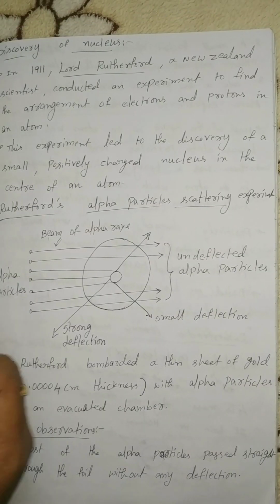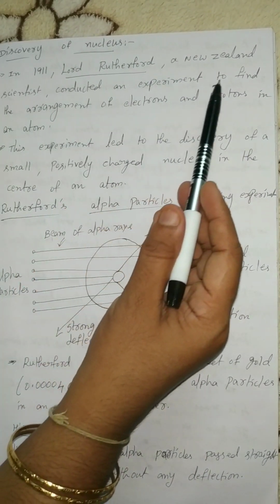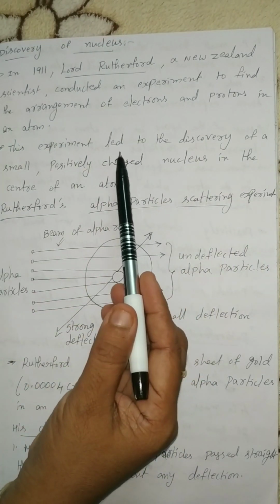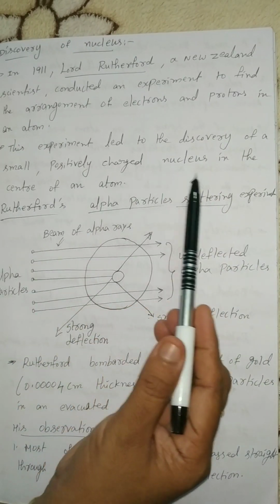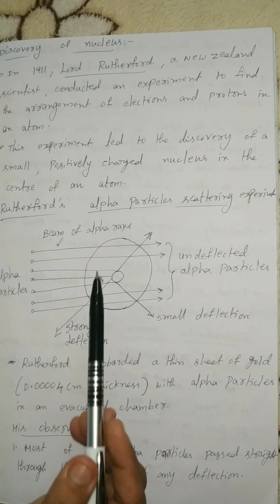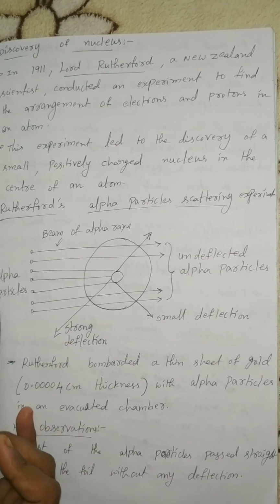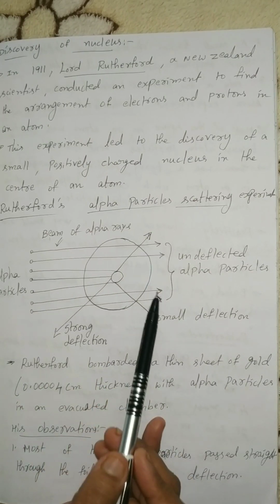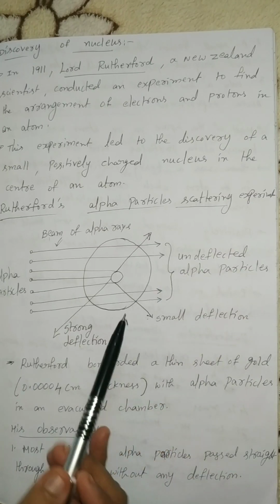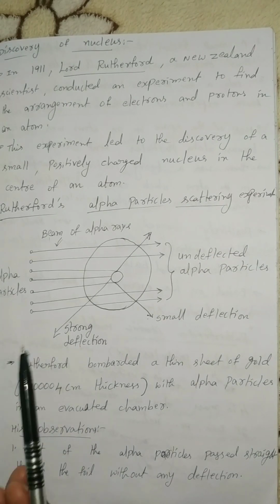Discovery of nucleus. In 1911, Lord Rutherford, a New Zealand scientist, conducted an experiment to find the arrangement of electrons and protons in the atom. This experiment led to the discovery of a small positive charged nucleus in the center of an atom. This is the experiment, Rutherford's alpha particles scattering experiment. This is the gold foil, alpha particles. These are alpha rays, undeflected alpha rays, but these are small deflection. But this is the strong deflection to the back.